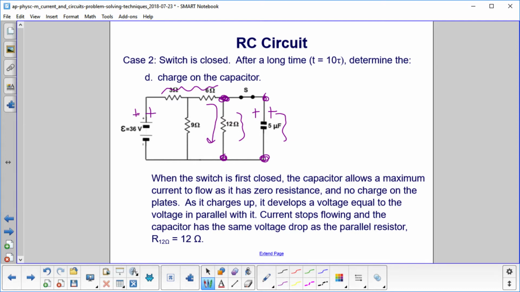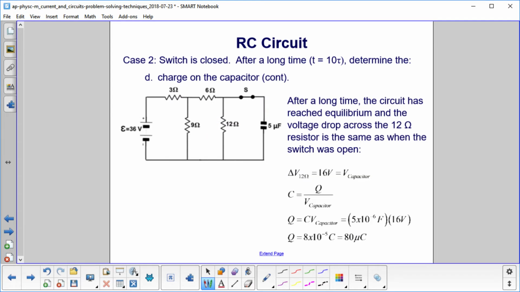So what do we need to do? We need to find the voltage across this 12 ohm resistor after a long time, which is coincidentally the exact same voltage as when this switch was open. We're now at equilibrium. The voltage drop across the 5 microfarad capacitor is the same as the voltage drop across the 12 ohm resistor, and that's just 16 volts. We found that earlier. So to find the capacitance, that's Q over V, but we're not finding that, we know that. We want to find the charge.